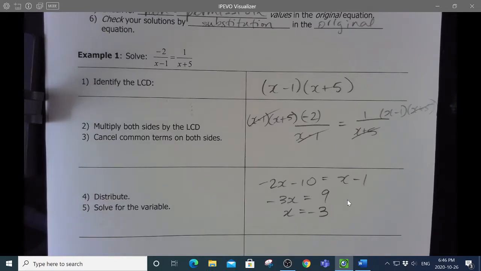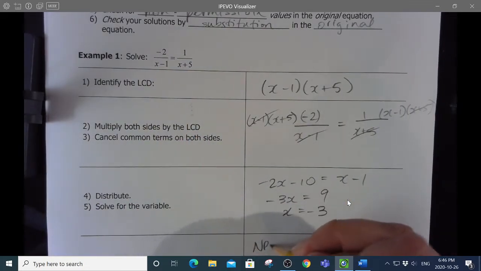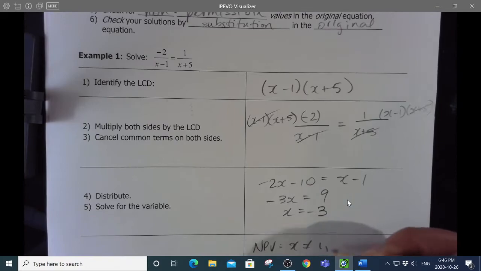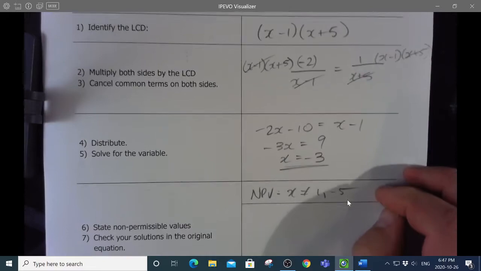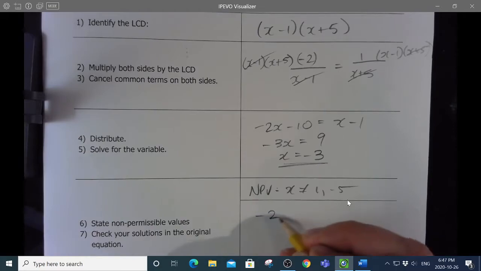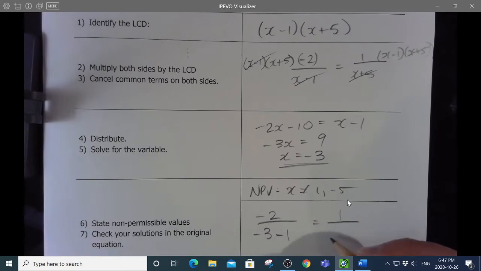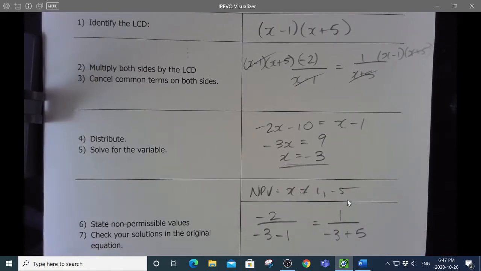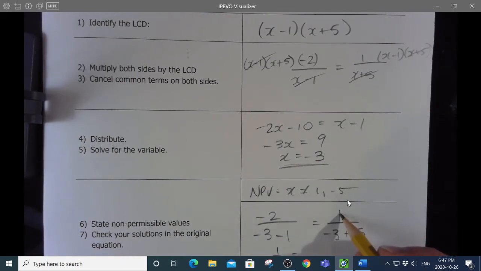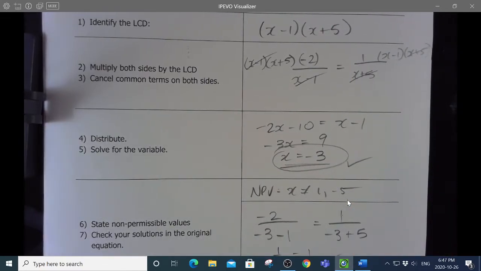Now, let's check for non-permissible values. Remember, you've got to go back to the original equation for that. Non-permissible values: x cannot be 1 or -5. My x turned out to be neither of those things, which is good news. So this could be the right answer, but I'm still going to do a verification. -2 over, replace the x with -3, equals 1 over, replace the x with -3. Are those two things the same fraction? I think they are, because that's -2 over -4, which is a half, and this is 1 over 2, which is a half. Yep, we have verified that's the right solution.